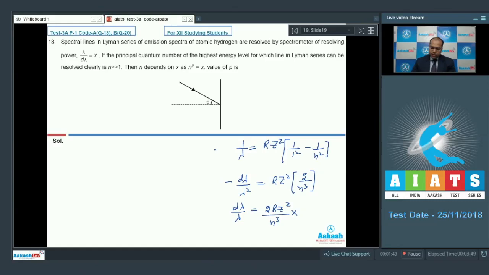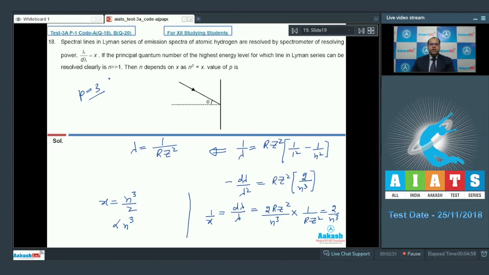So if I substitute the value of lambda from this equation, since n is very much greater than 1, I can write lambda is equal to 1 upon R Z square. So if I substitute this 1 divided by R Z square, this comes out to be 2 by n cube. Now in the question it is given that lambda upon d lambda is x, so d lambda upon lambda is 1 by x. So from this equation I get the value of x, which comes out to be n cube by 2. So x is proportional to n raised to the power 3. So on comparing, the value of p comes out to be 3. So the correct answer for question number 18 is 3.